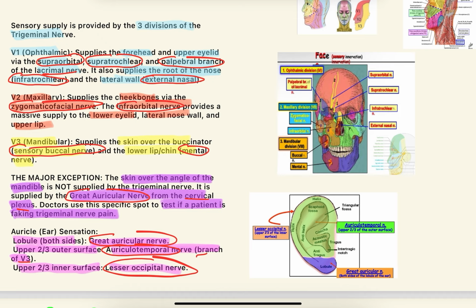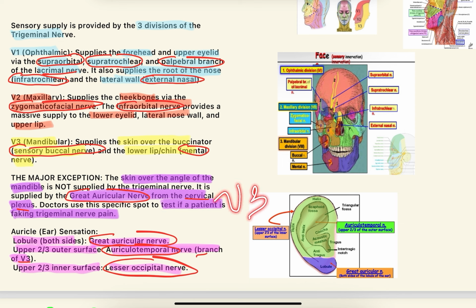infraorbital nerve. So again, the V2, the maxillary, it will supply the cheek bone here by the zygomaticofacial nerve, and then it will supply the lower eyelid, the lateral nose, and the upper lip by the infraorbital nerve.